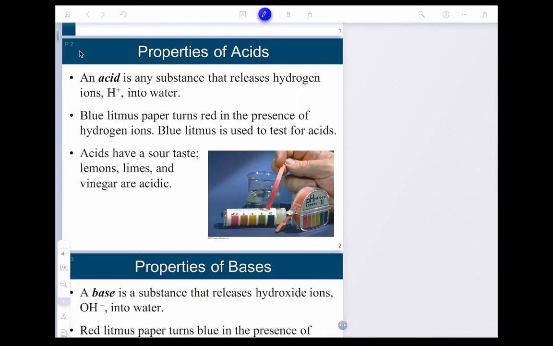So it's a fairly straightforward chapter. Half the chapter is qualitative, the other half is quantitative. And I do cover the quantitative aspects, but I'll tell you what's really important for the final exam as well. We'll begin with the definition of acids, what's meant by an acid, and what are the properties or the characteristics that tell you that you have an acid.